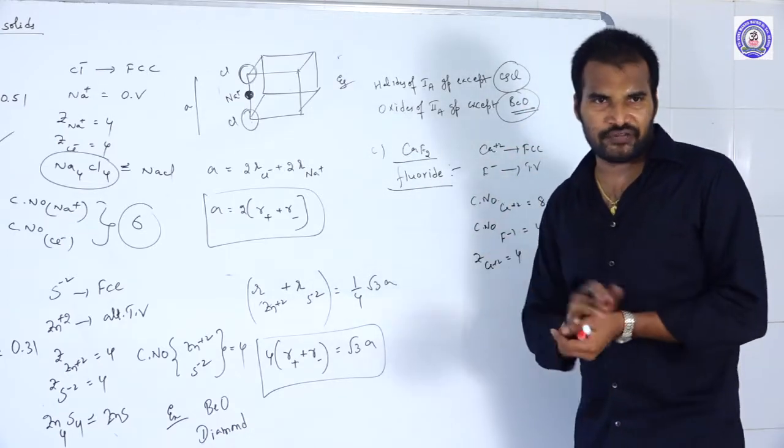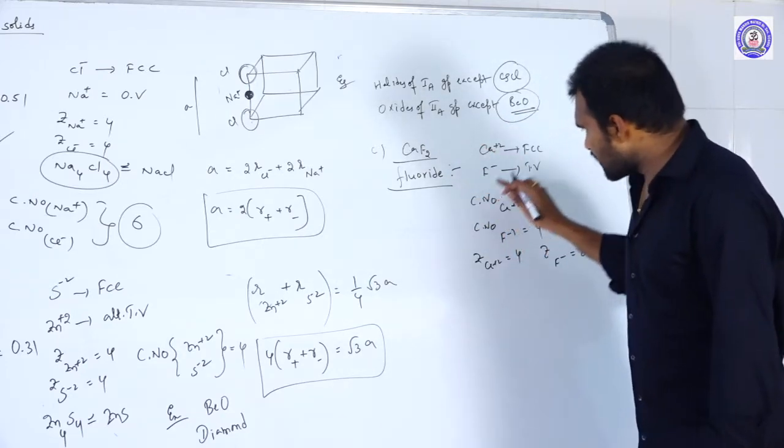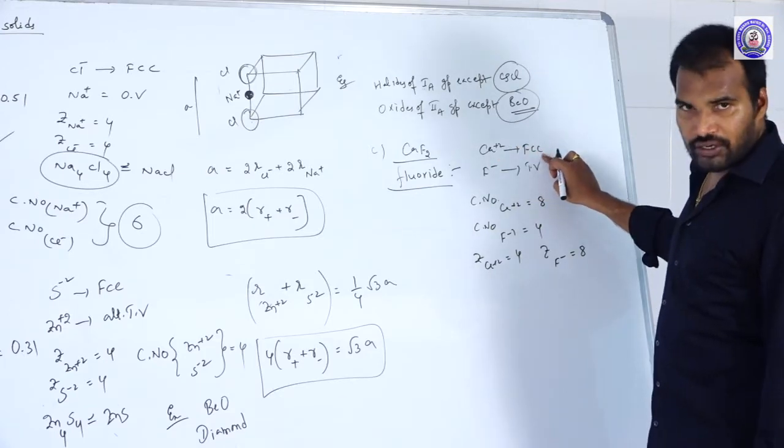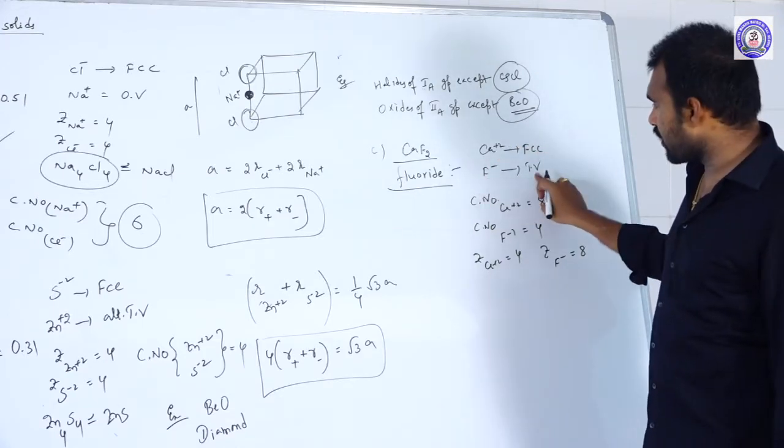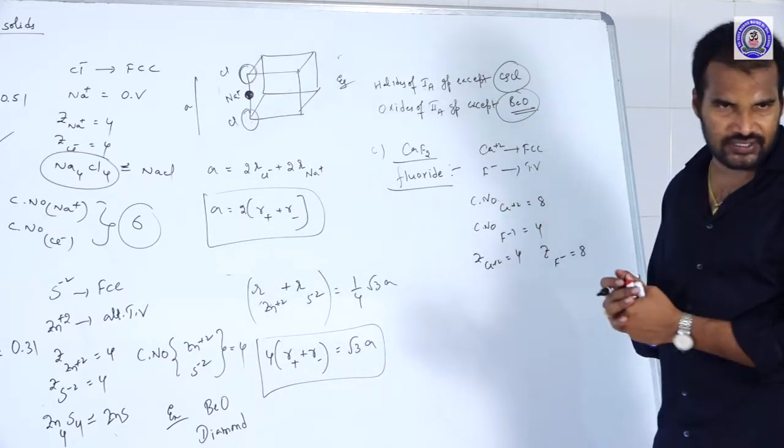Then what is the distance between them? What is the ratio between them? If you take this CaF2, as we know, calcium ions are present at the corners, since FCC means they are present at the corners, and fluoride ions at the tetrahedral voids. That means the distance between the corner and the tetrahedral void will be the shortest distance.